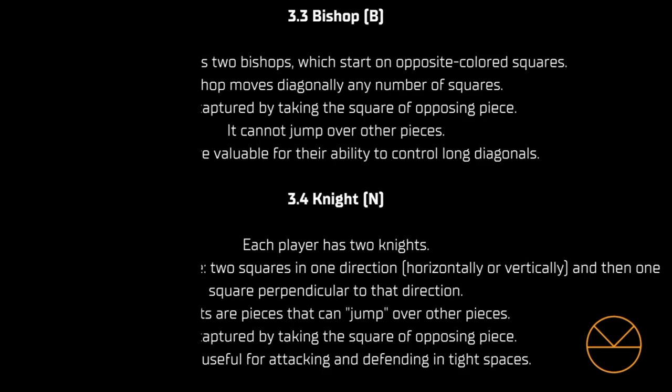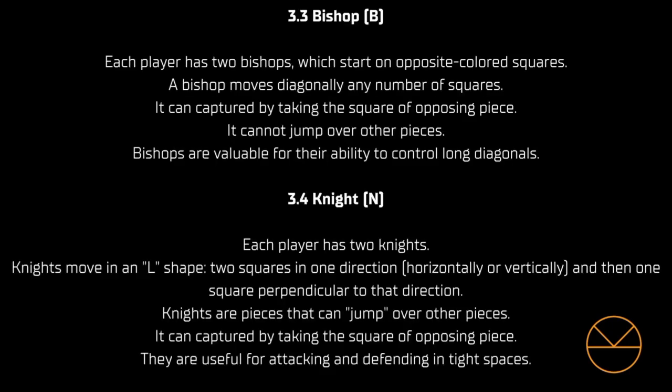3.4 Knight N. Each player has 2 knights. Knights move in an L shape: 2 squares in one direction, horizontally or vertically, and then 1 square perpendicular to that direction. Knights are pieces that can jump over other pieces. They can capture by taking the square of an opposing piece. They are useful for attacking and defending in tight spaces.